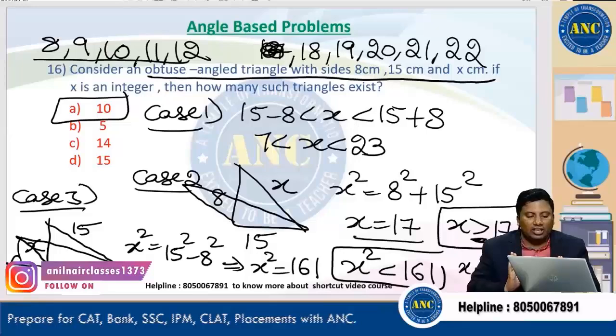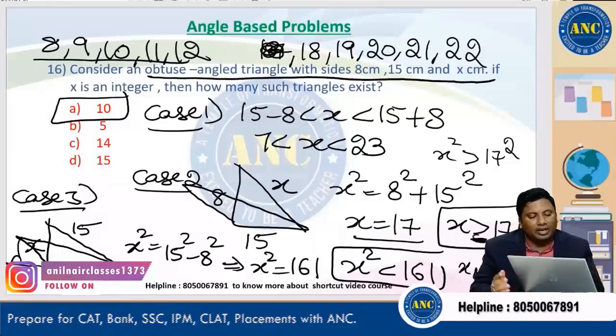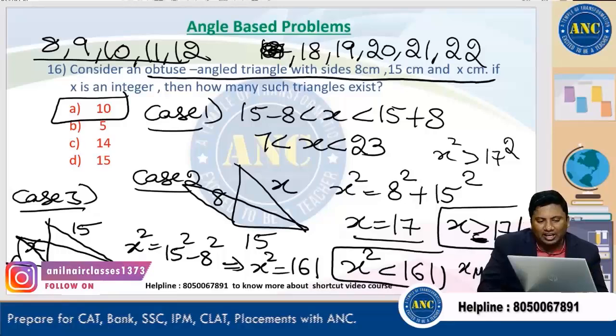Case 1, all the three sides should form a triangle. Case 2, x is the largest side. Case 3, x is not the largest side. Here I will get x square should be greater than 17 square. So x will be from 18. Case 1, case 2 and case 3. If there are any calculation mistakes, please take care of it.